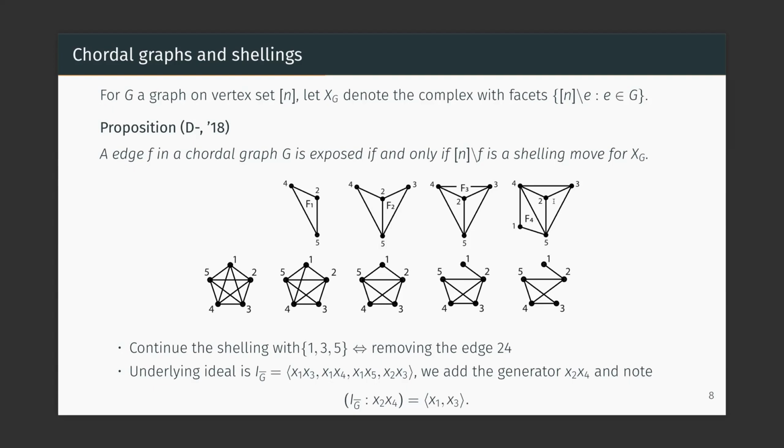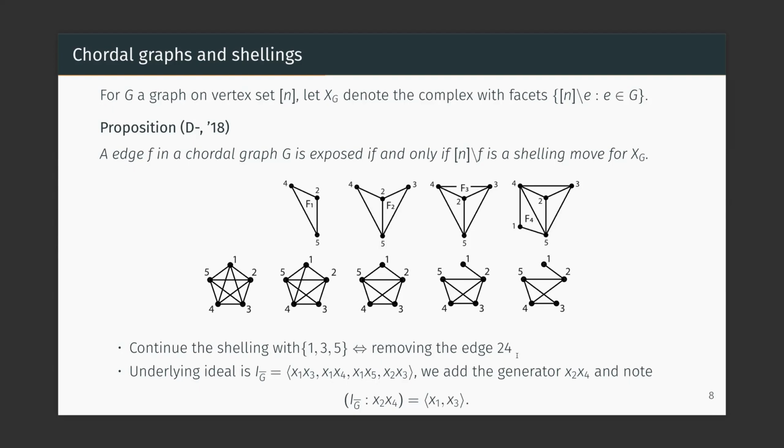So I guess I'm saying here that if I remove 2, 4, that would correspond to adding 1, 3, 5, which would be another shelling move that I could perform here. And just to give you a kind of, if you're familiar with Stanley-Reisner theory, there is a kind of monomial ideal underlying all this.